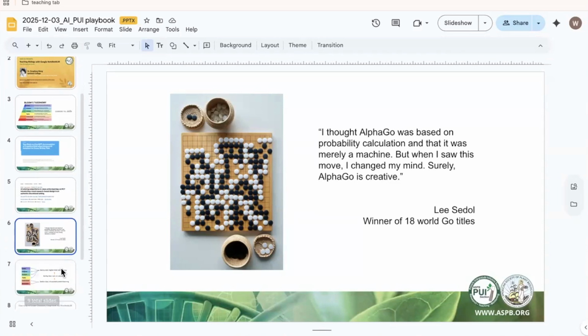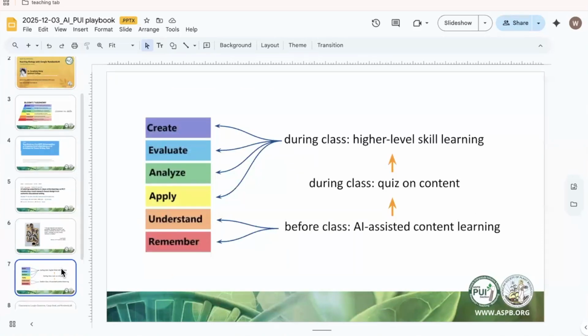So now this is sort of an overall framework that I'm currently using. Before class, I would assign content, and also teach students how to use AI to learn the content. Then at the beginning of the class, there could be a quick, low-stakes, closed-book quiz so that there is a certain level of accountability that students do need to understand and digest the content before class. And then during class, there could be group activities, case studies, etc.